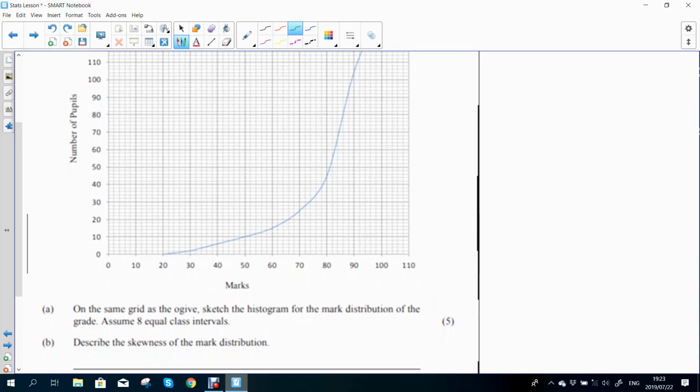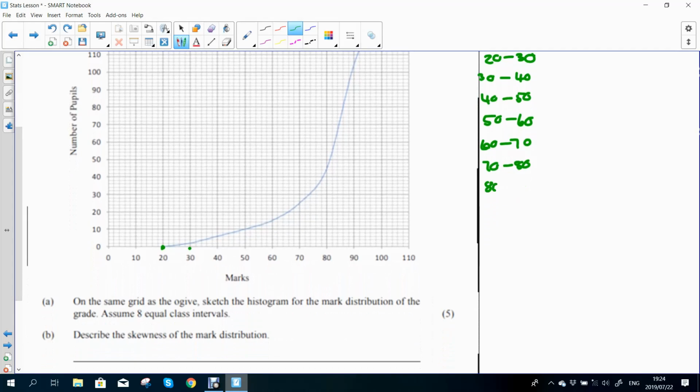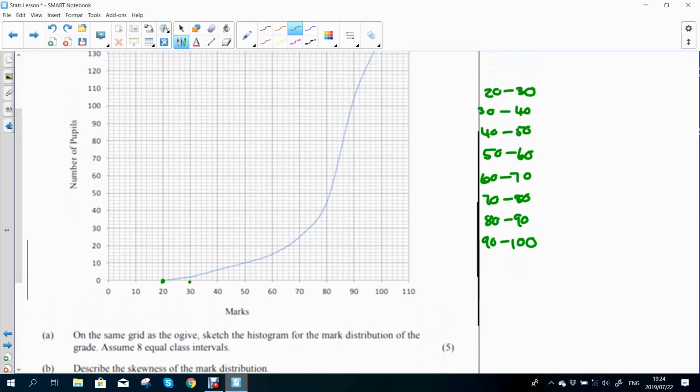So what are the intervals that we're working with here? We are starting with 20, which means my first interval is 20 to 30. So that's the first group. Then I'm working with 30 to 40, 40 to 50, 50 to 60, 60 to 70, and 70 to 80 is still in. Let's just see how high this thing goes. It goes up to 100. So that's 80 to 90, and finally we have 90 to 100. So there are 8 intervals.